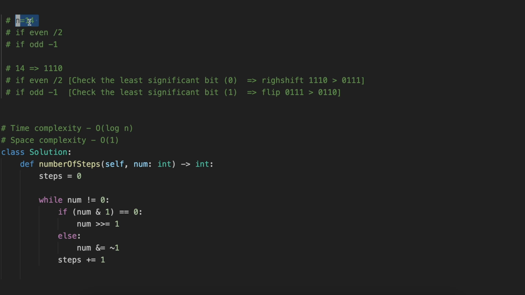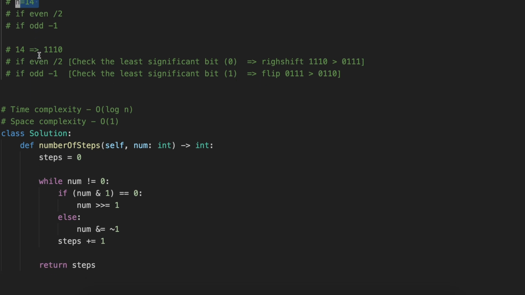So how are we going to solve this problem? We are going to solve it using bit manipulation. In this case, the bit representation of 14 is 1110. What we do is check, if it's even, the least significant bit, which is the rightmost bit, right?